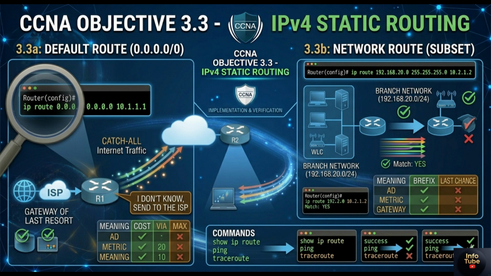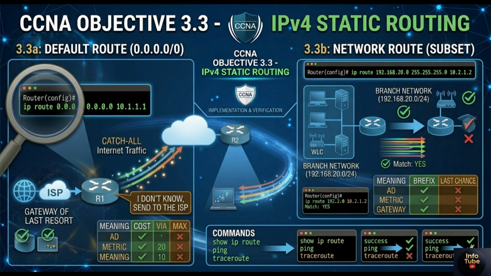3.3b, Network Route, the street sign. A network route is used when you want to send traffic to a specific group of devices, an entire subnet. Instead of a single house, you are giving directions to a whole neighborhood. For example, if you want all traffic for the accounting department to go through a specific router, you would create a route for their entire network, like 192.168.10.0 255.255.255.0. This is the standard way to build a static routing table for internal office branches.